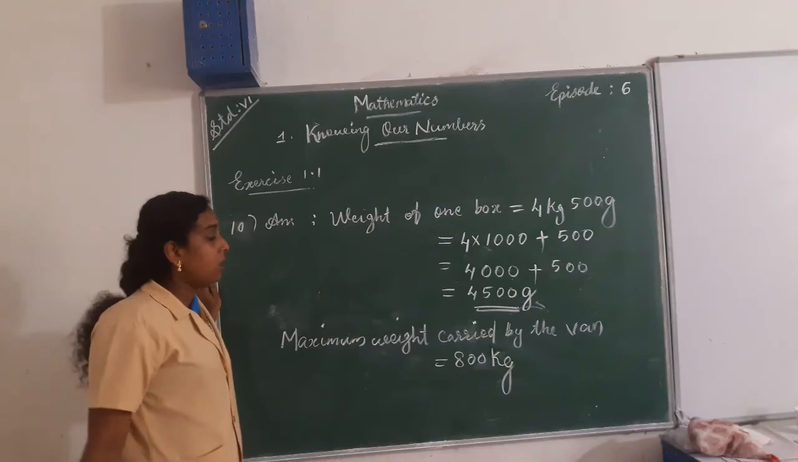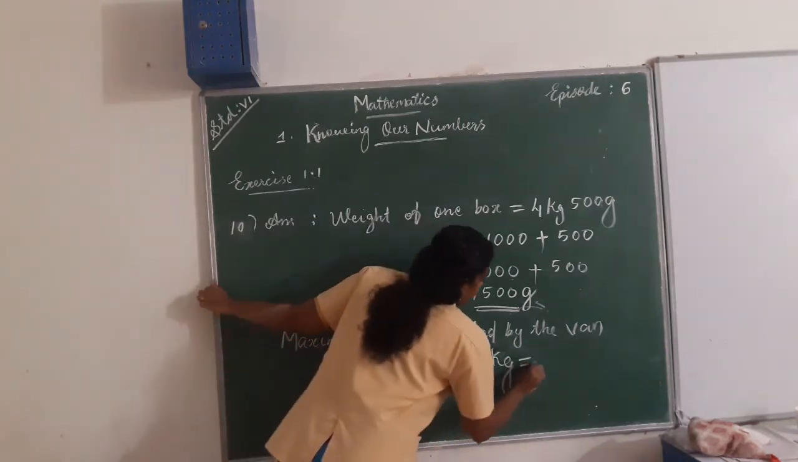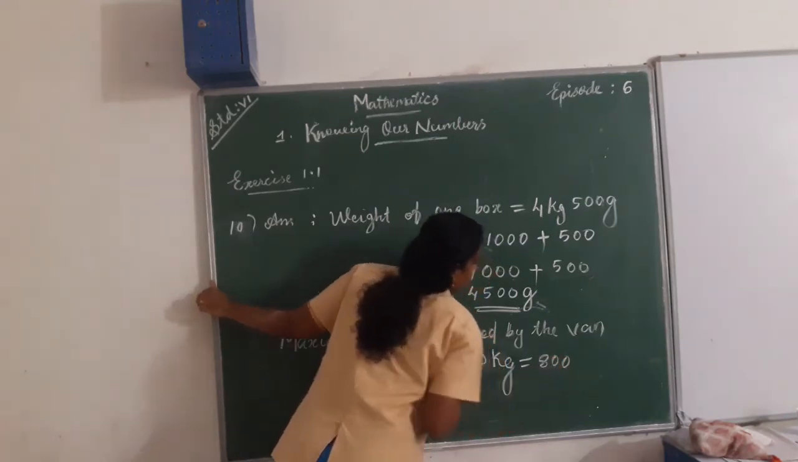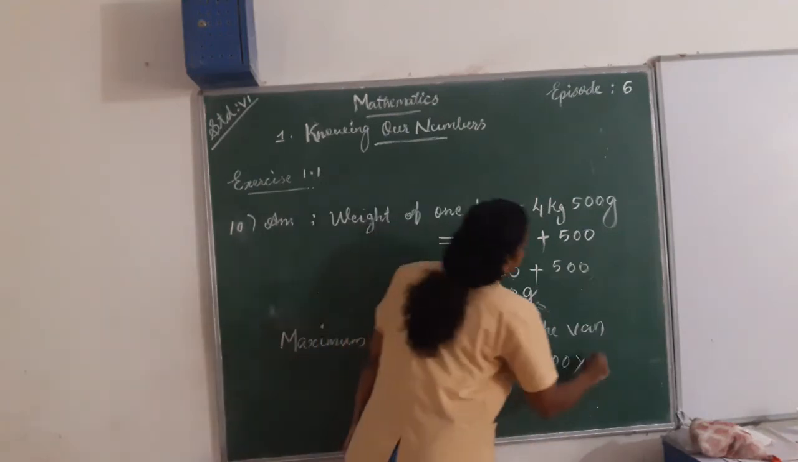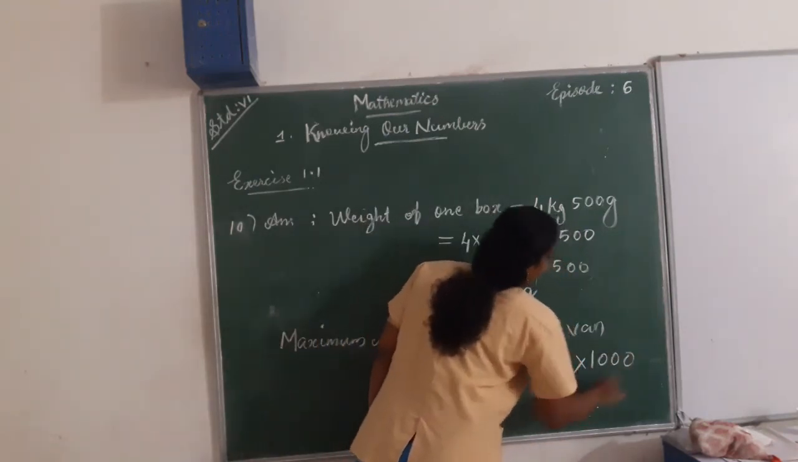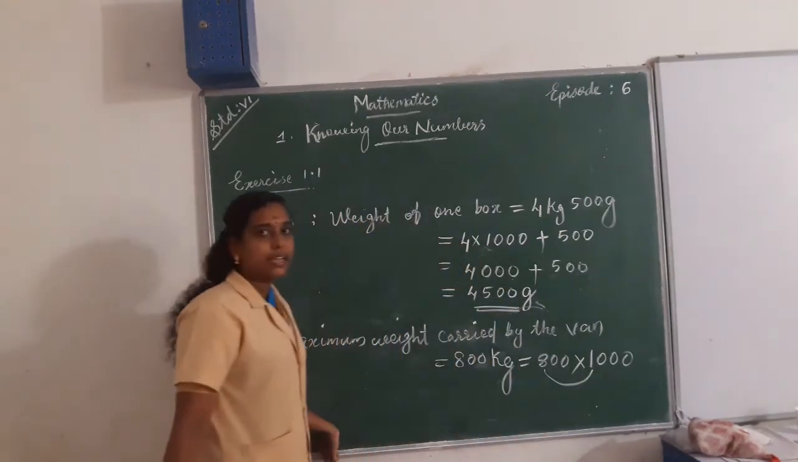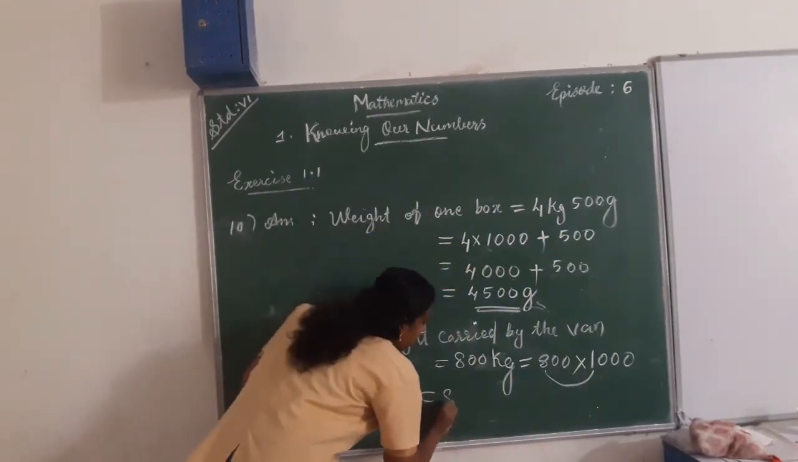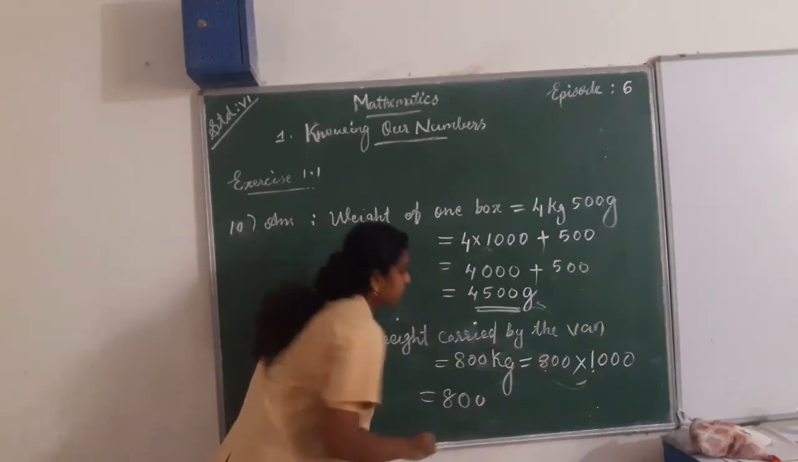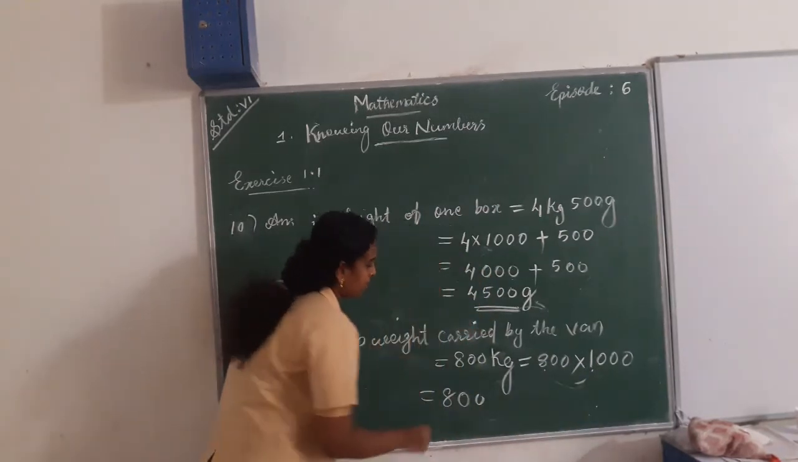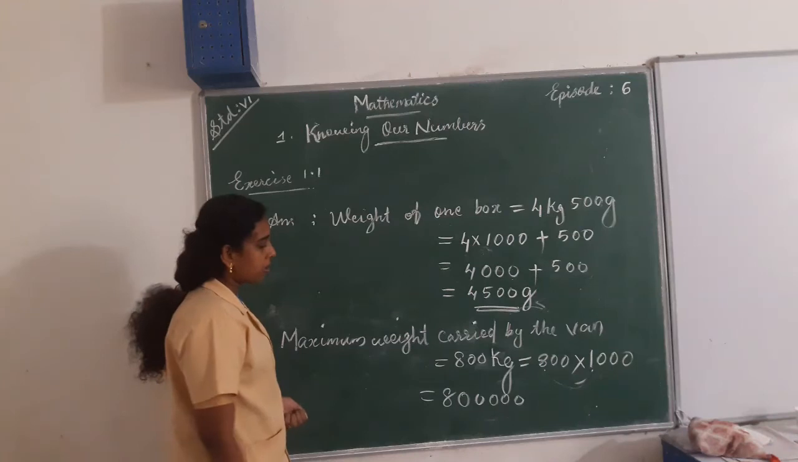Yes, 800 is also in kilogram. We want to convert 800 kilogram into gram. To convert 800 kilogram into gram, we multiply 800 into 1000. In a simple way, we write 1 into 8. In 800, there are 2 zeros, so we put 2 zeros, and in 1000, there are 3 zeros, 1, 2, 3.